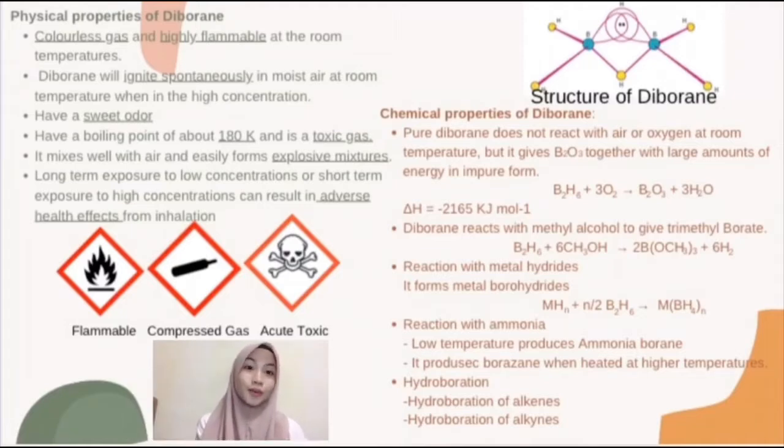Okay, now let's see the chemical properties of diborane. First, pure diborane does not react with air or oxygen at room temperature. However, an impure form of diborane does, and it will produce boron trioxide. Next, diborane can react with methyl alcohol to give trimethyl borate. The third one, the reaction of diborane with methyl hydride will produce methyl borohydride. And the fourth one, diborane can also react with ammonia, and at a low temperature it will produce ammonia borane, but at a higher temperature it will produce borazine. Okay, last but not least, diborane also takes part in the hydroboration of alkenes.